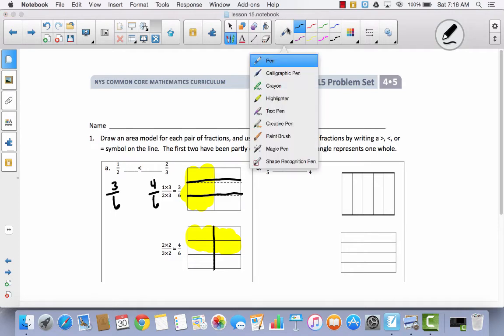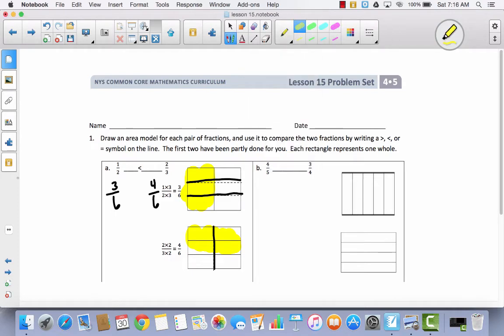So we have 4/5. The first thing I'm going to do is shade 4 out of 5. And I've got 3/4, so I'm going to shade 3 out of 4. Okay, so I want to take the fifths and I want to divide them into 4. So I'm going to draw 3 horizontal lines like this. So now each one of my fifths has been divided into 4 parts. 1, 2, 3, 4.